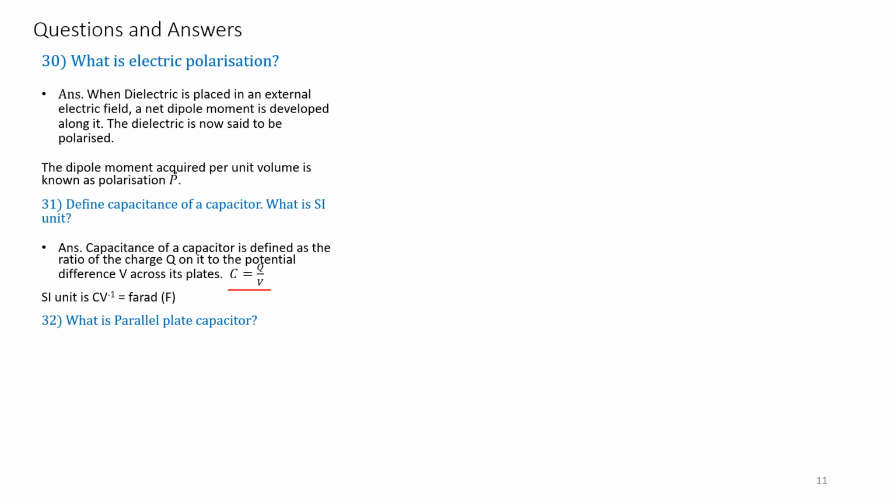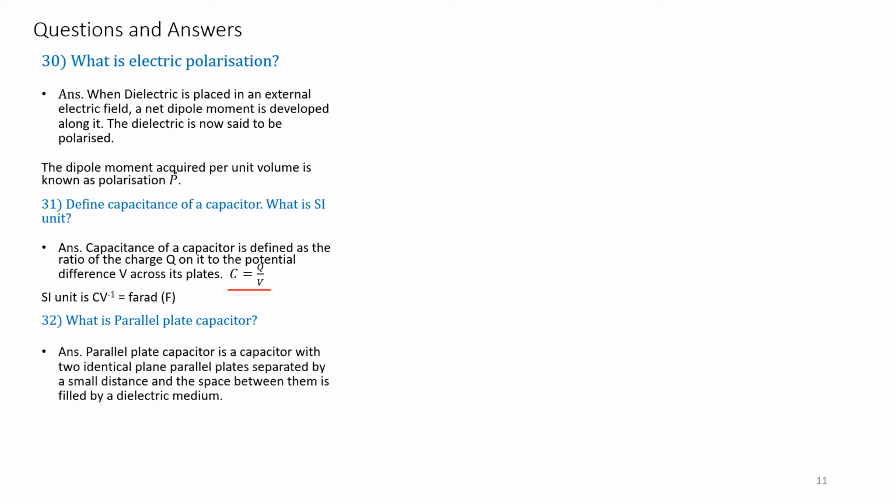Question number 32. What is a parallel plate capacitor? A parallel plate capacitor has two identical parallel plates separated by a small distance d, and the space between them is filled by a dielectric medium. It is simply two parallel plates of area A, with distance d between them, and the space between the two plates is filled by a dielectric medium.